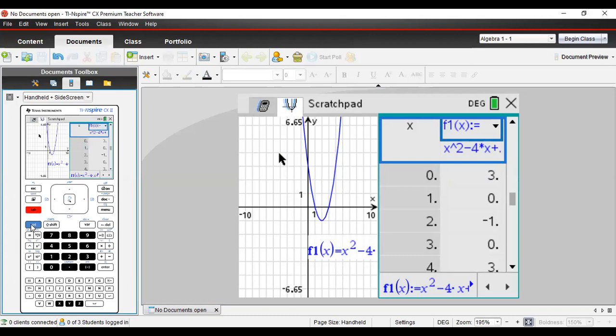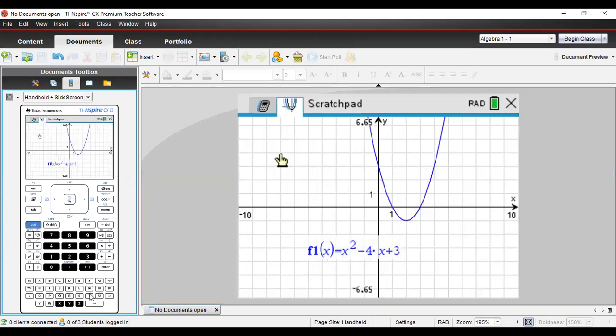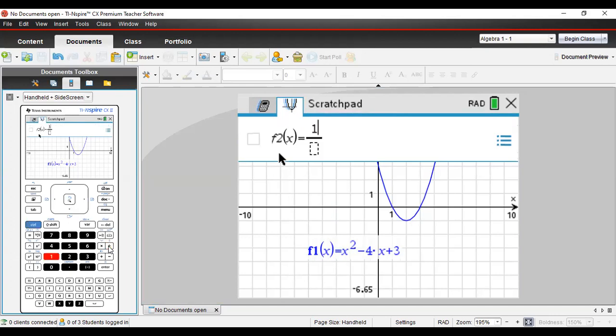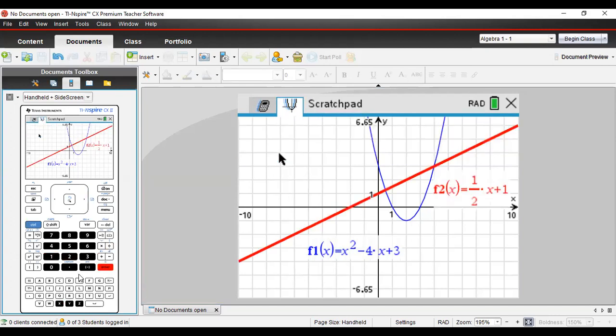Well, let me get rid of the table first. I'm going to enter the other function, which was the linear function. So control divide, it was a fraction, 1 over 2x plus 1, press enter. So now I'm going to go back to the table, and I'm going to get about 3 or 4 points off of that.